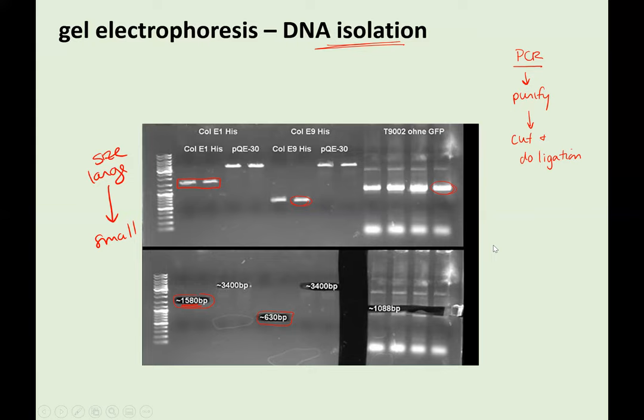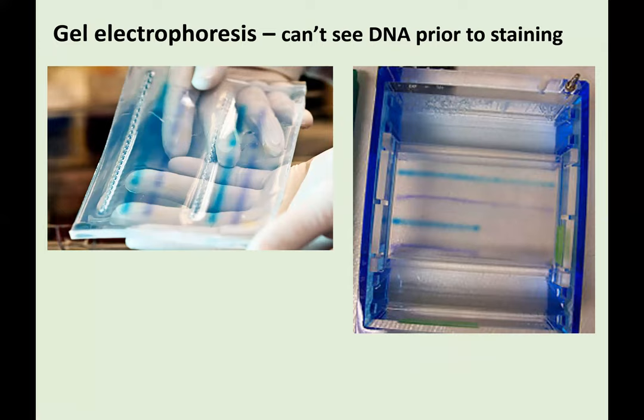Okay, so here are some gels. And I want you to see this person's holding this gel here. And it is really flimsy, and it's like Jell-O, and it's see-through. You can't see the DNA until you stain the DNA. And the worst thing to do is pick up this gel and take it over to the imaging system and then drop it into 1,000 pieces. I've done it, trust me.